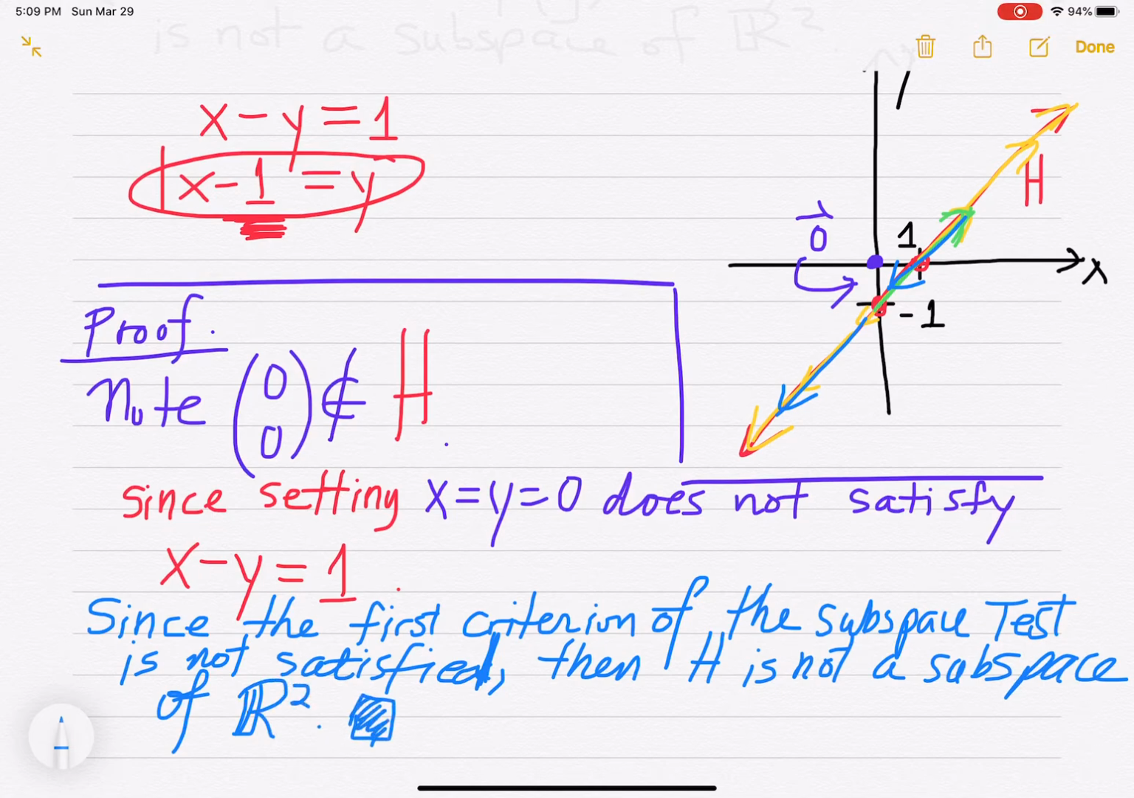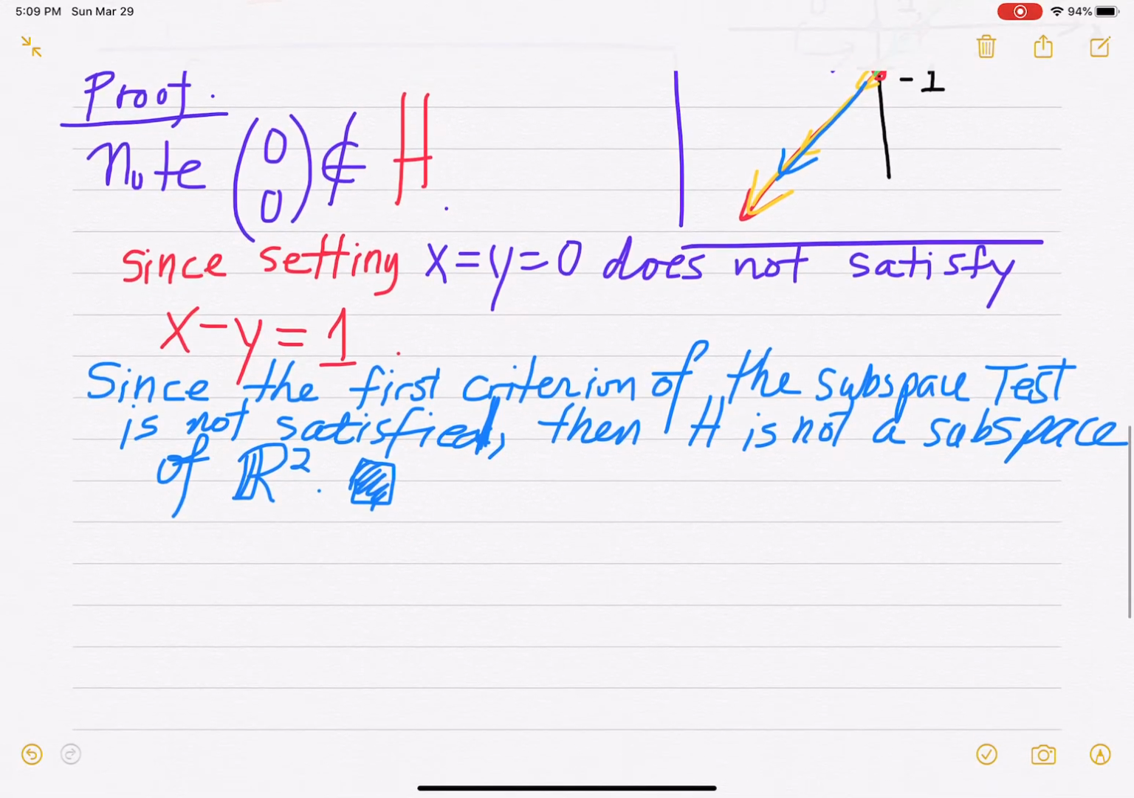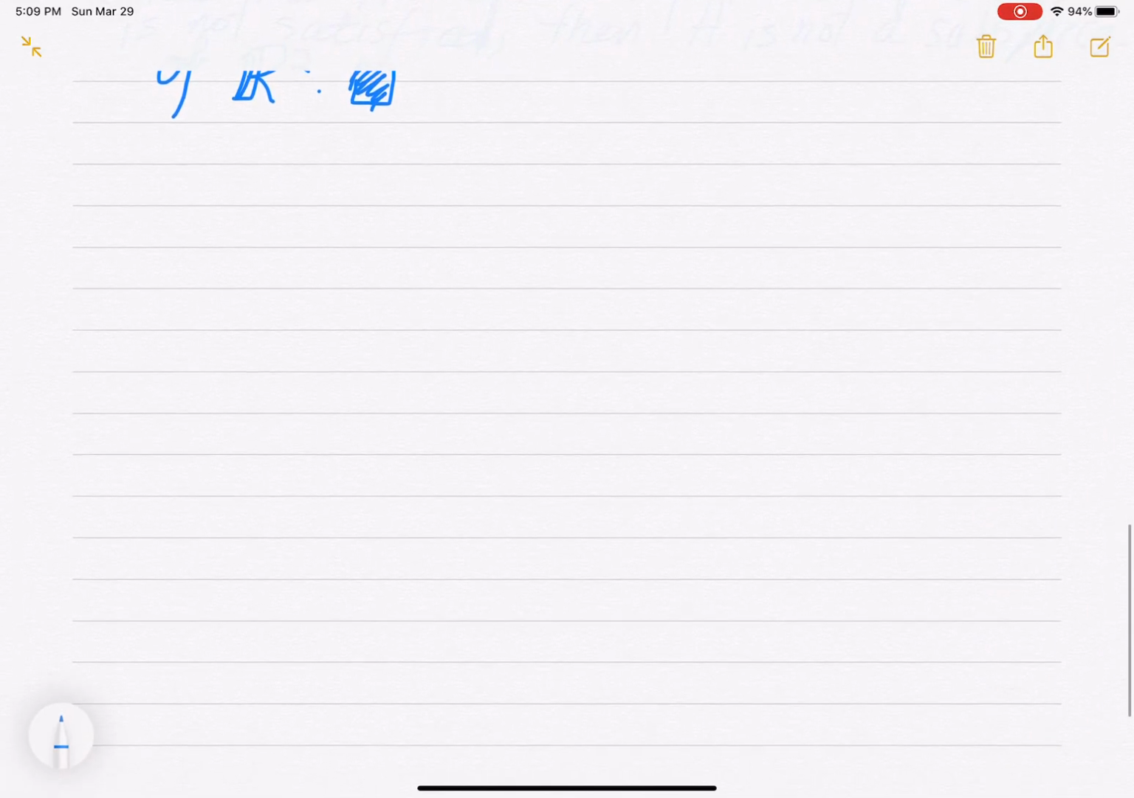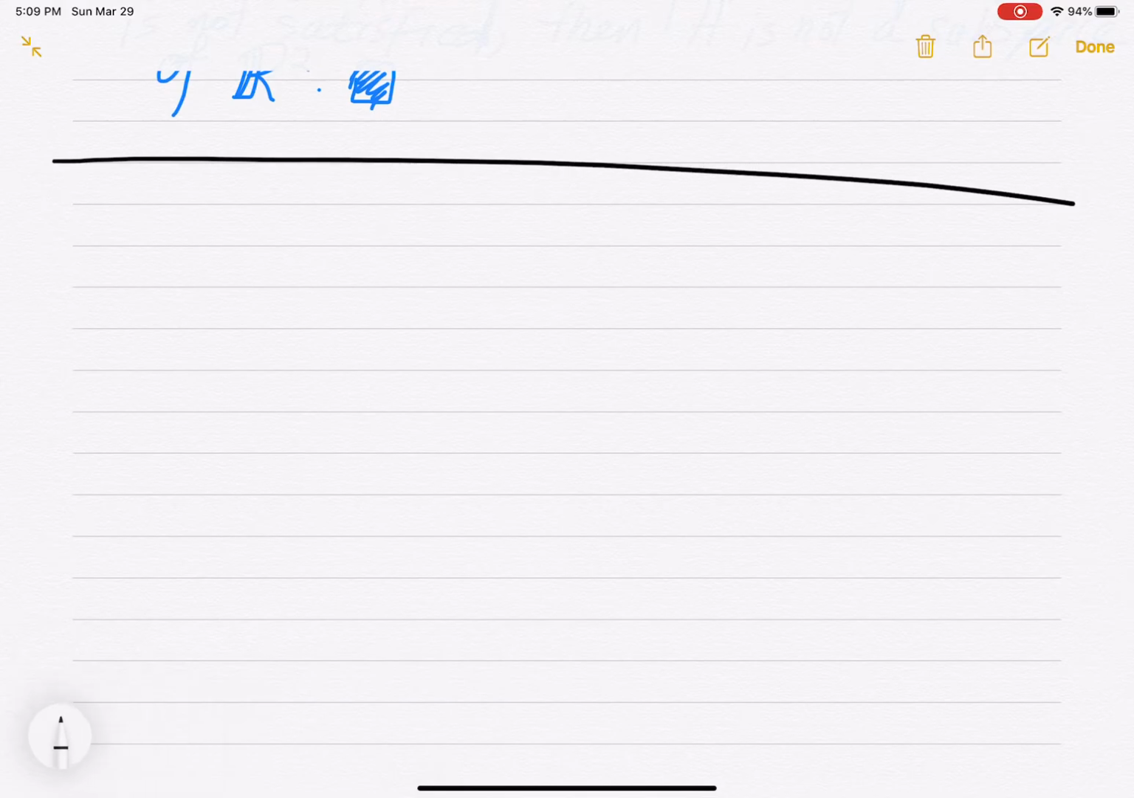That's the end of that. All right, let's do yet one more example. What do we want to do here? Okay, let's say we have a set H.